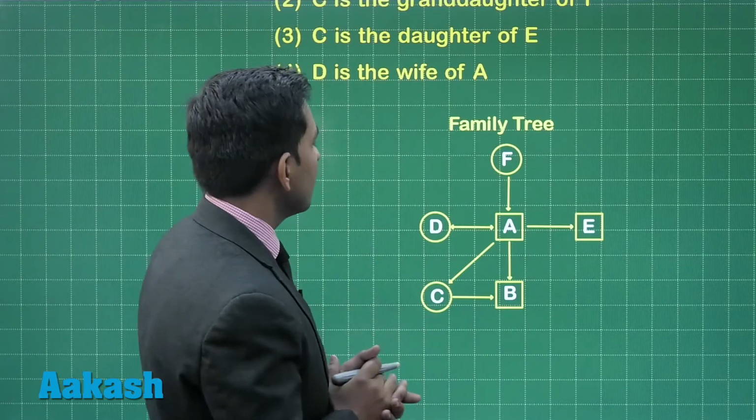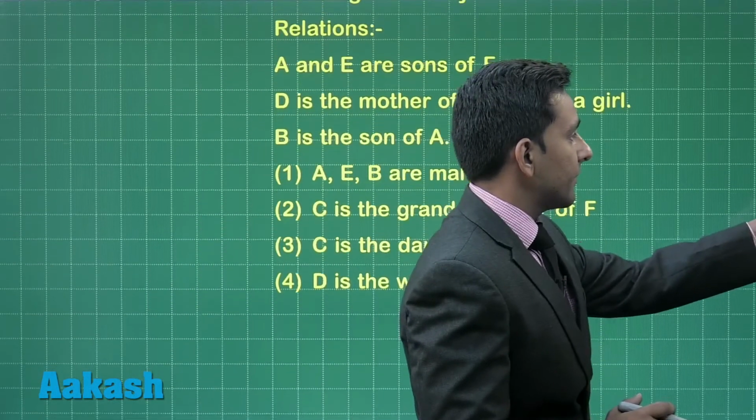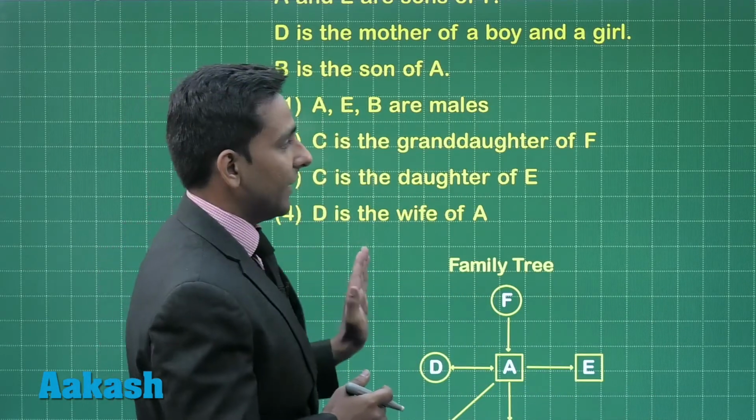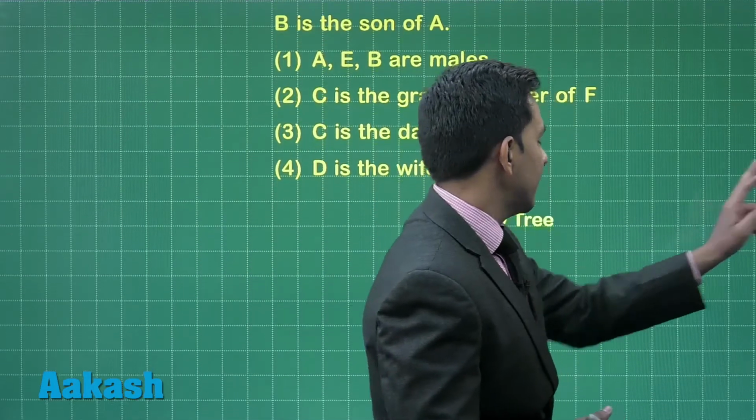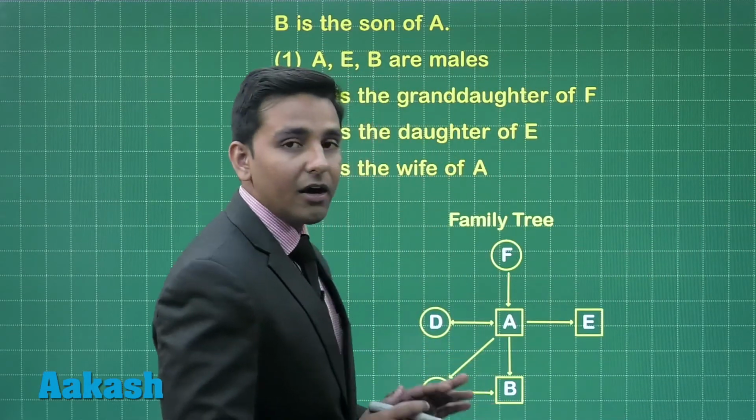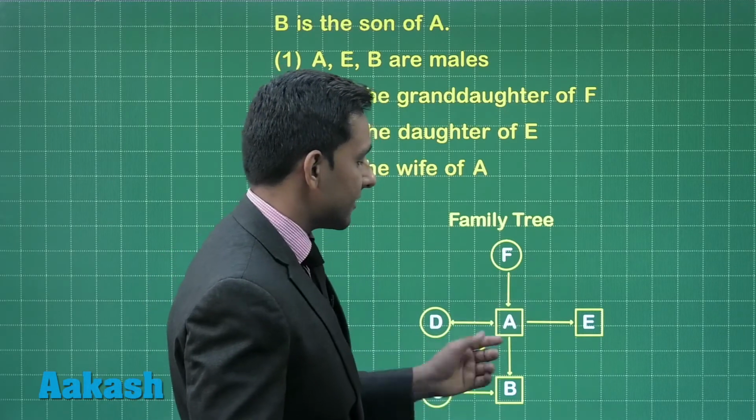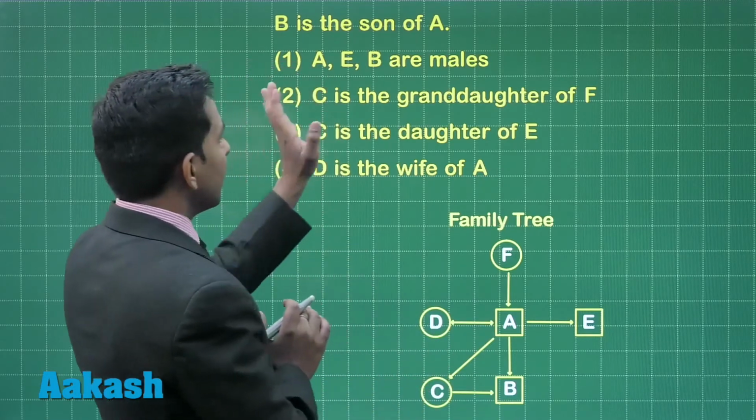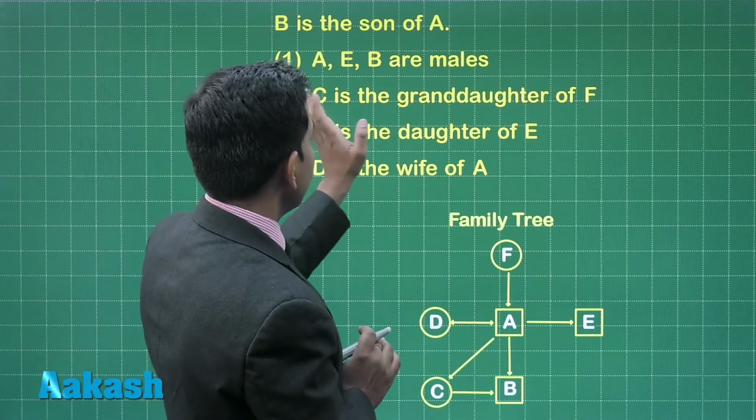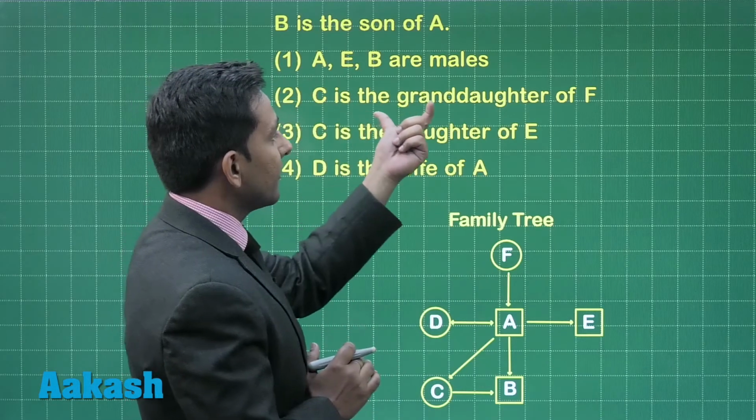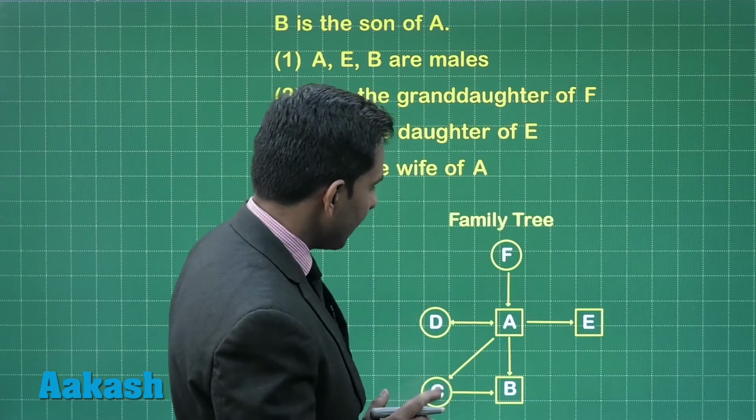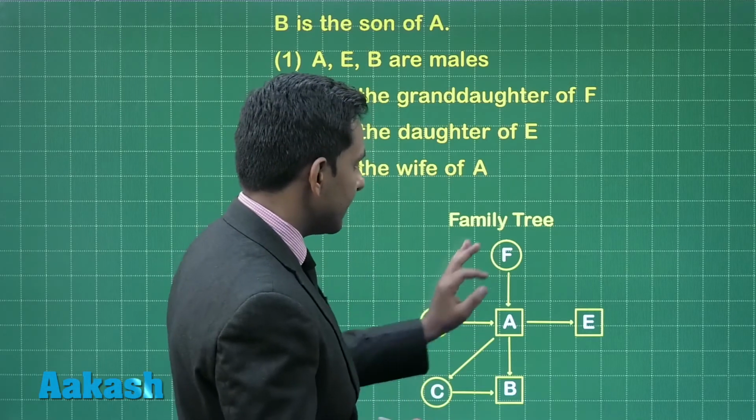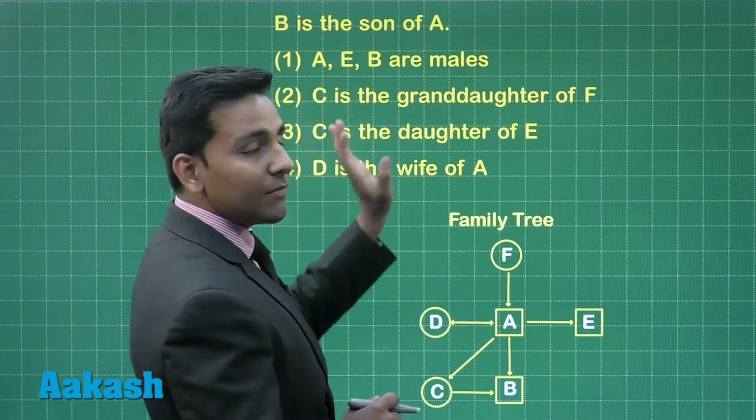So now let's move to the conclusion. Here in the given options, A, E, B are male. In the given figure we can see that A, E, B are male persons, because all these letters are enclosed by a rectangle and we assumed the rectangle represents a male person. That means this statement is correct. Now move to the second option. Here we have C is the granddaughter of F. We can see that the generation gap between C and F is 2. That means C is the granddaughter of F, so the statement is correct.